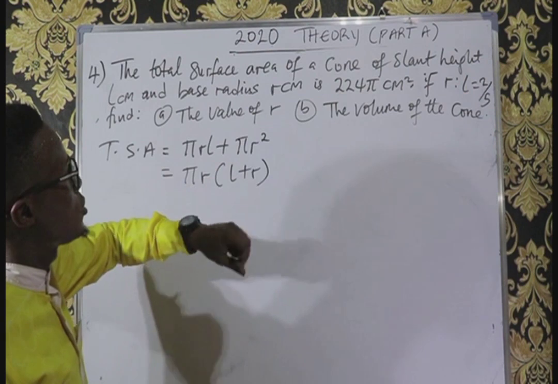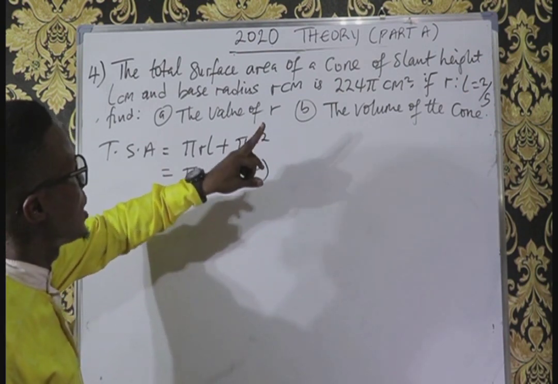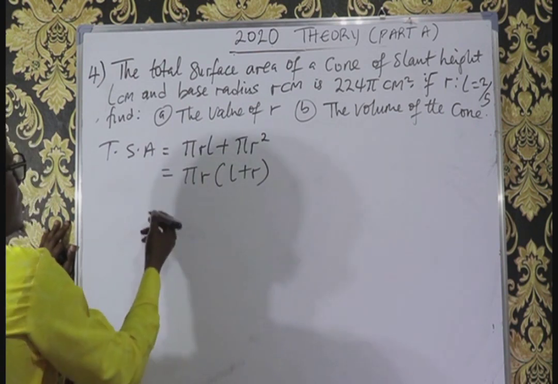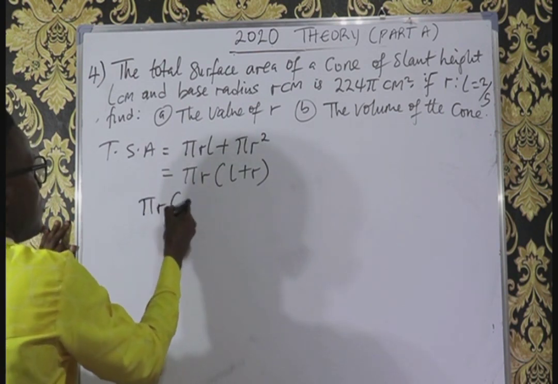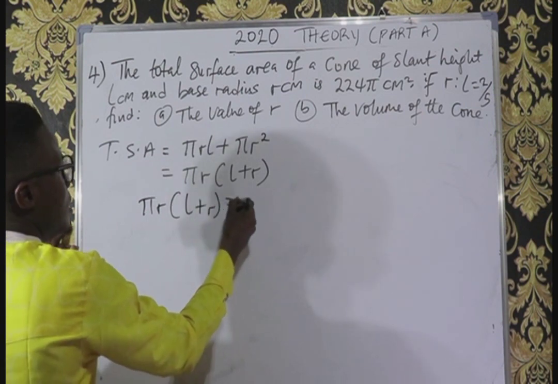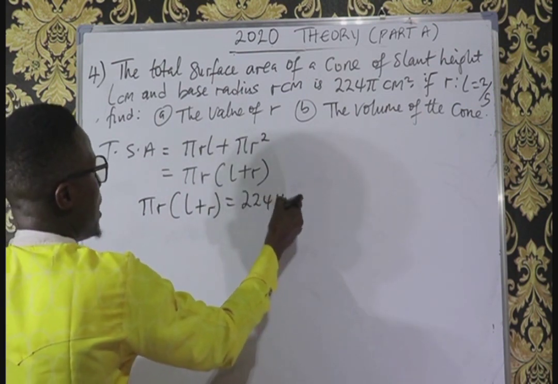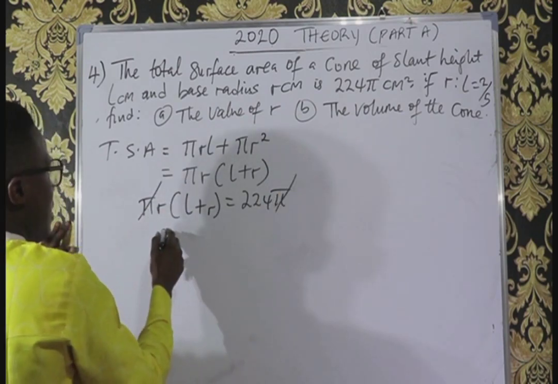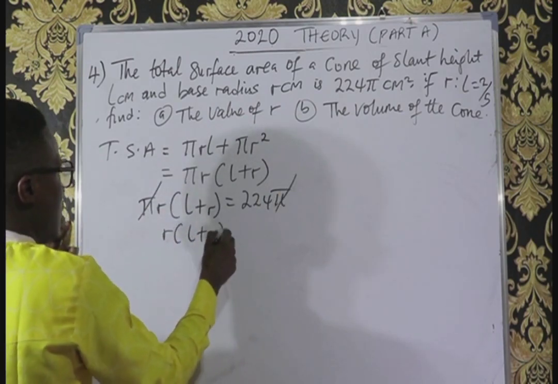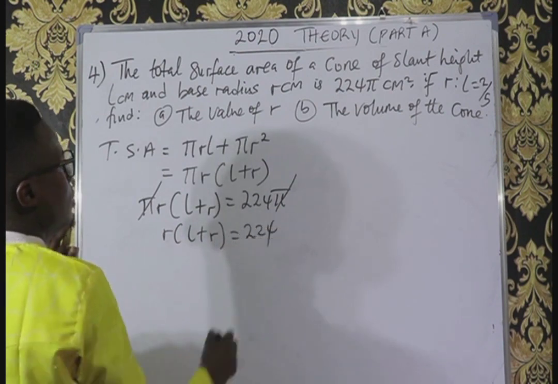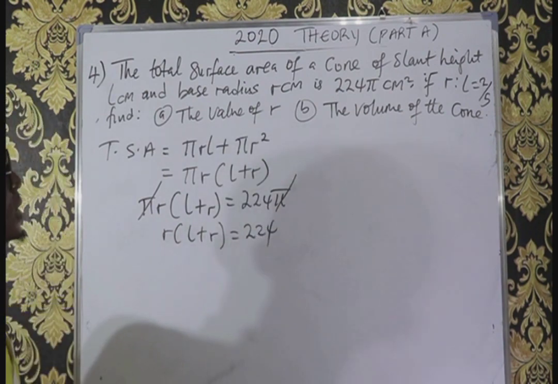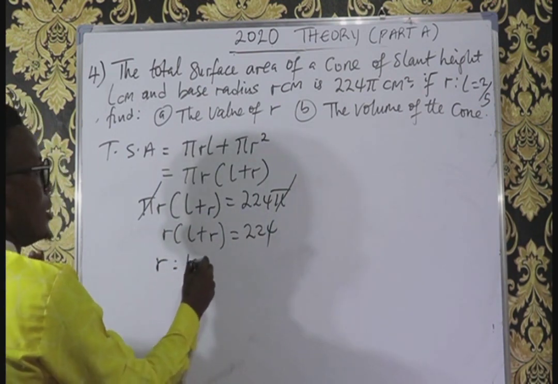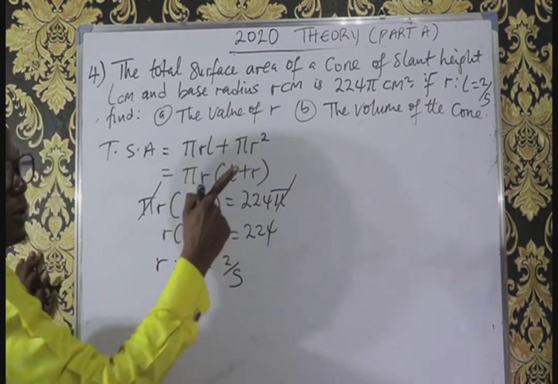We are told that the total surface area of this cone is 224π cm². So I can write that πr(L + R) is equal to 224π. Remember, π can cancel out π, so I have that R(L + R) is equal to 224. But I cannot be looking for two things at the same time. I was given information here that R is to L equals 2 over 5.